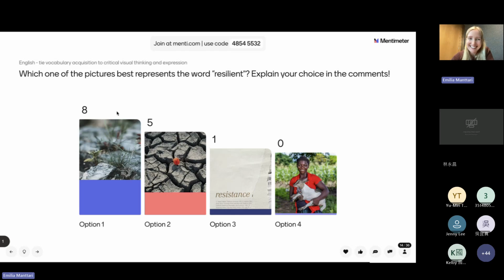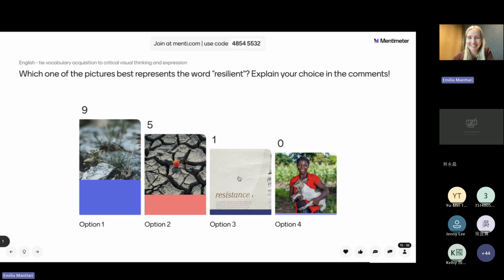Amazing. Okay, now it looks like option number one is the most popular one amongst yourselves, but quite a few votes for option two as well, and then one person option three. Great. Okay.